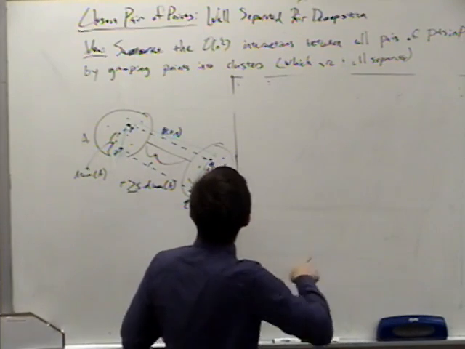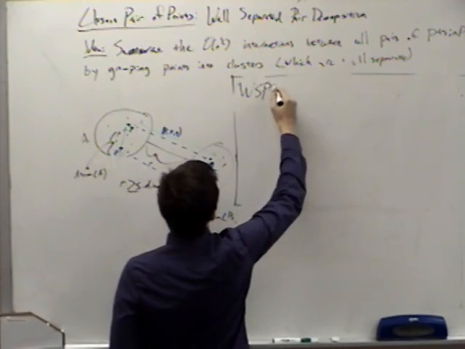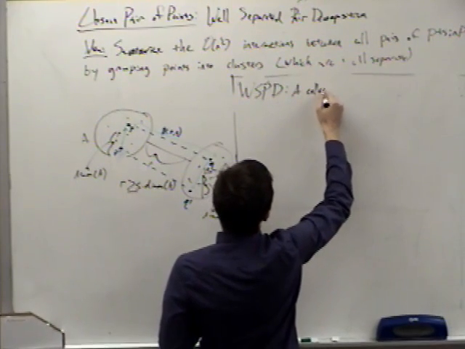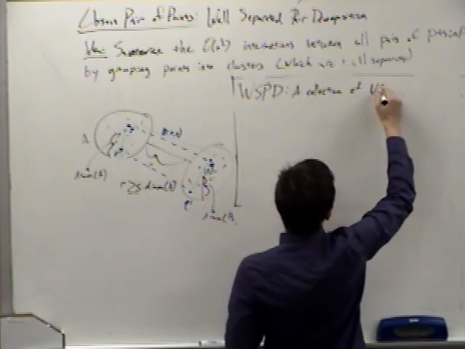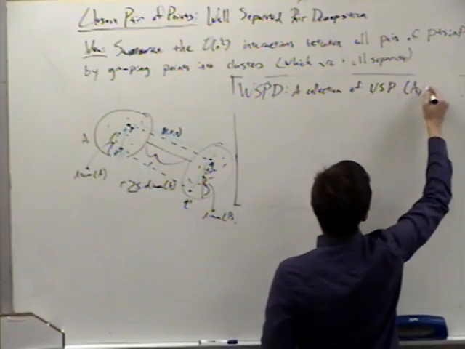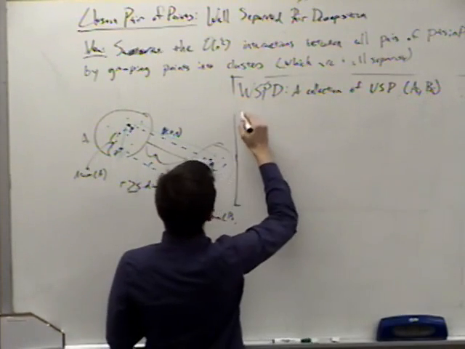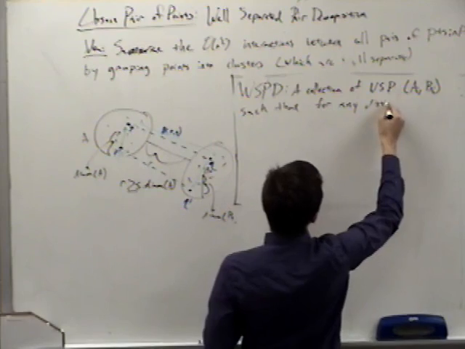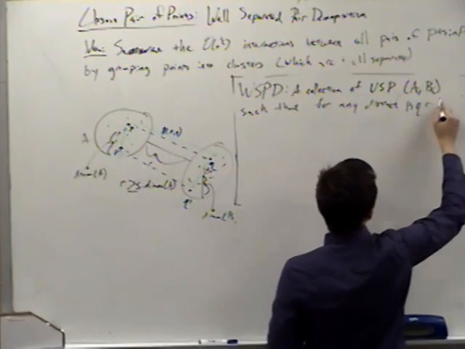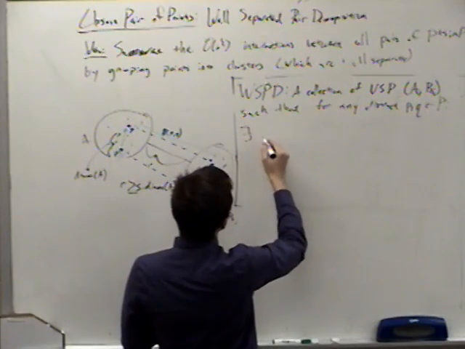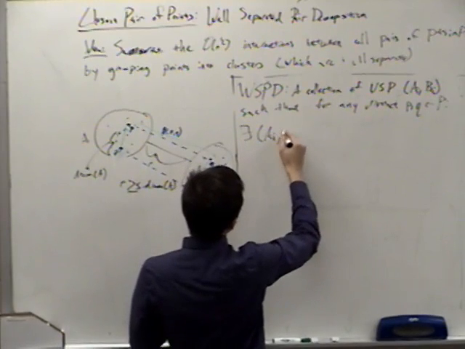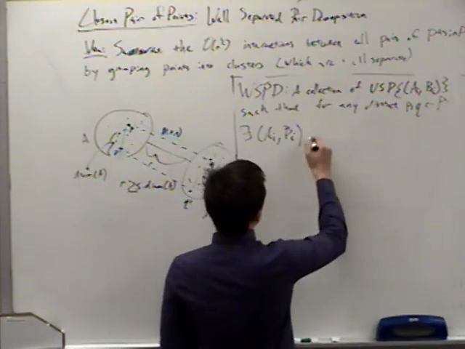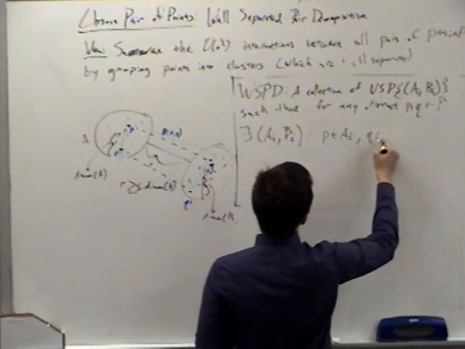A well-separated pair decomposition, which I'm going to write as WSPD, is basically a collection of well-separated pairs, which we're going to call A sub i, B sub i, such that for any distinct P, Q in the point set, there exists some pair A sub i, B sub i, so that P is in A sub i and Q is in B sub i.